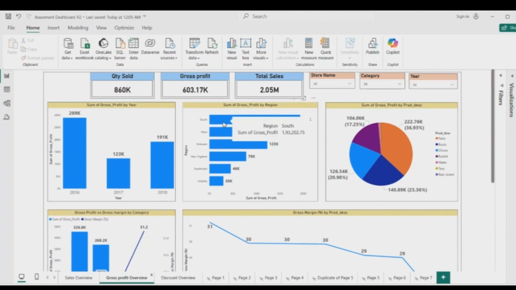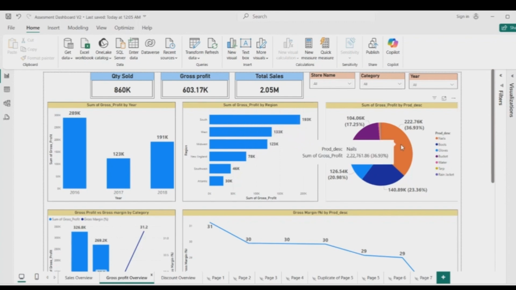Again, as with the sales numbers we have seen earlier, the South and West regions contribute the highest when it comes to generating maximum profit. And when we talk about the product, nails contribute around 37% of the total gross profit generated. Then we have boots as the product generating 23% of the total gross profit. Here you see these two products, nails and boots, contribute 60% of the total gross profit.